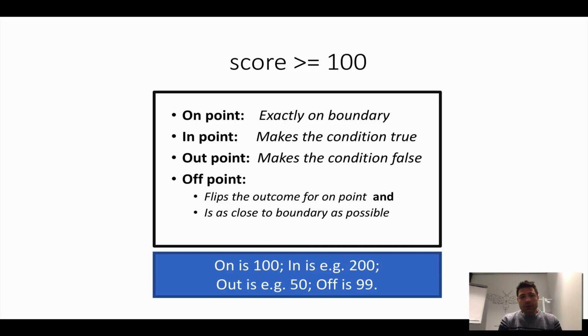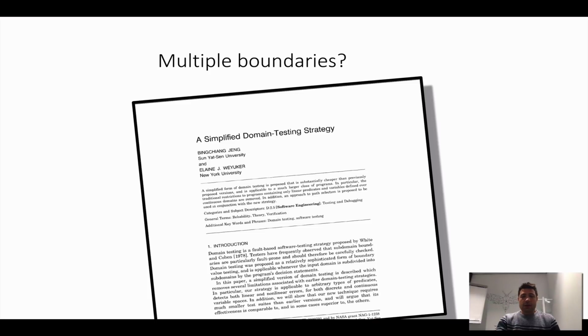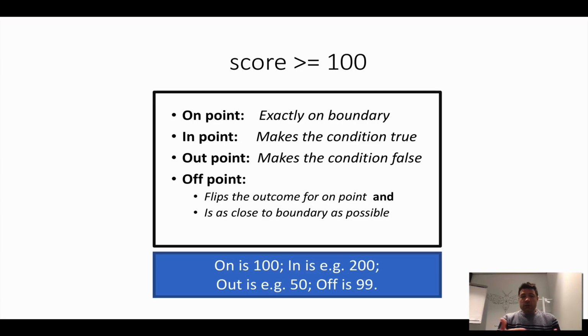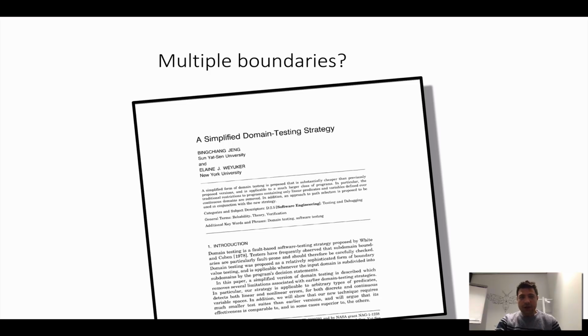So more formally, the on point is the one exactly on the boundary. The in point makes the condition true, the out point makes the condition false. The off point flips the outcome of the on point, and it is as close to the boundary as possible. And what we want to do is to test these points, right? And make sure that our program behaves correctly when we are in the on point, when we are in the out point, because they are the boundaries.